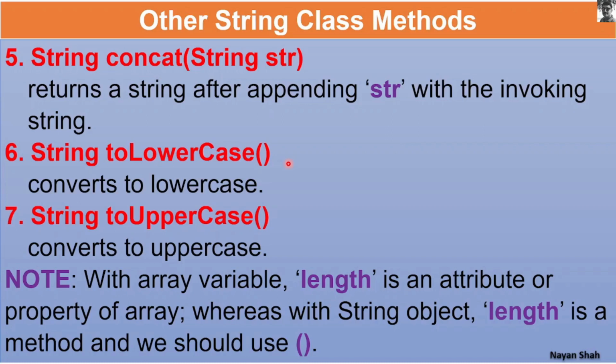But you need to note one more thing, which I already said once, but let us see it again: with an array variable, length is an attribute of the array, whereas with a string object, length is a method, and that is why we should use brackets after length. Let us see the example of these last 3 methods.